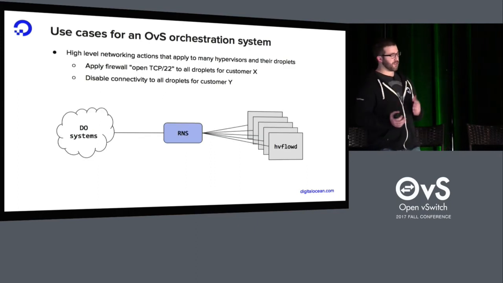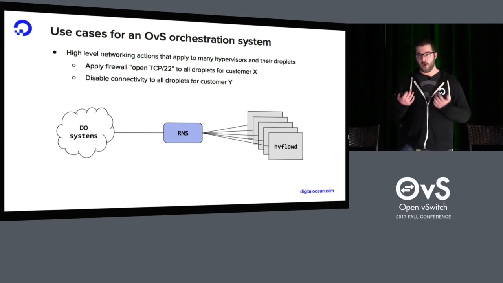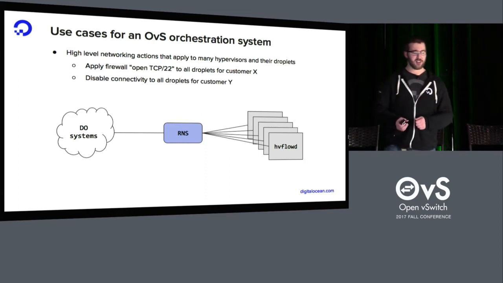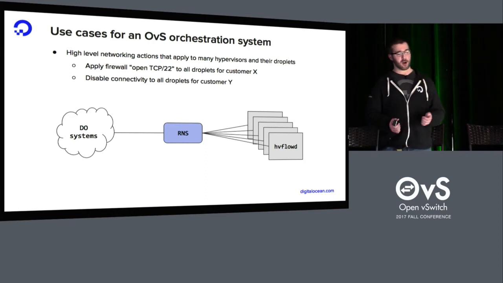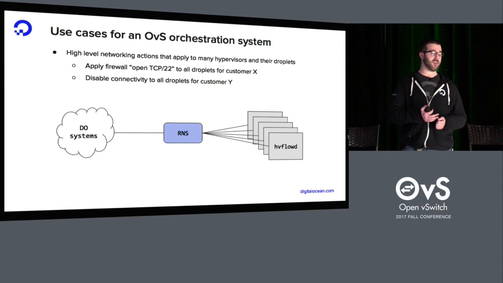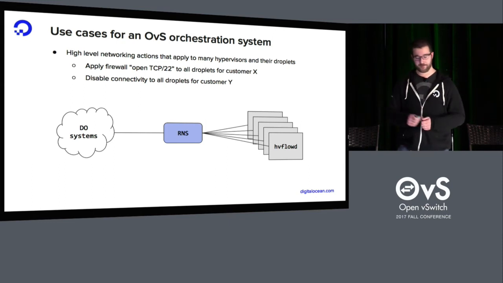So what are some of the use cases for this orchestration system? Well, in our environment, we want to be able to provide high-level networking actions that apply to many hypervisors and their droplets. Things like we want to apply a cloud firewall that says open TCP port 22 to all droplets for customer X, or we want to disable connectivity to all droplets for customer Y.